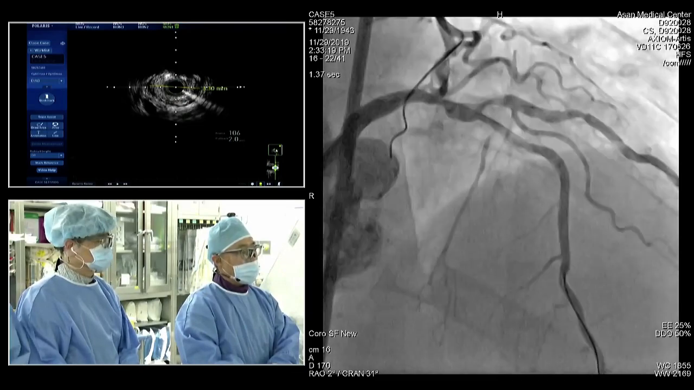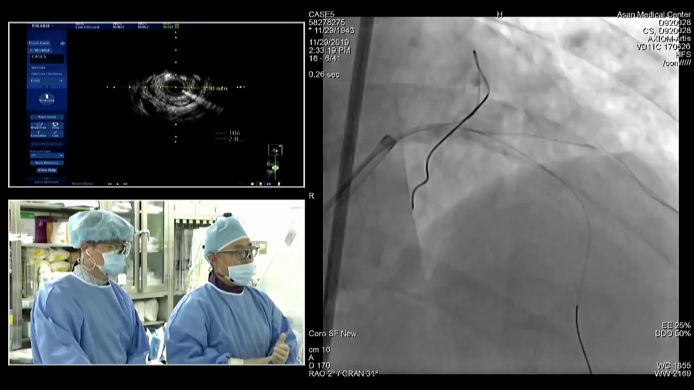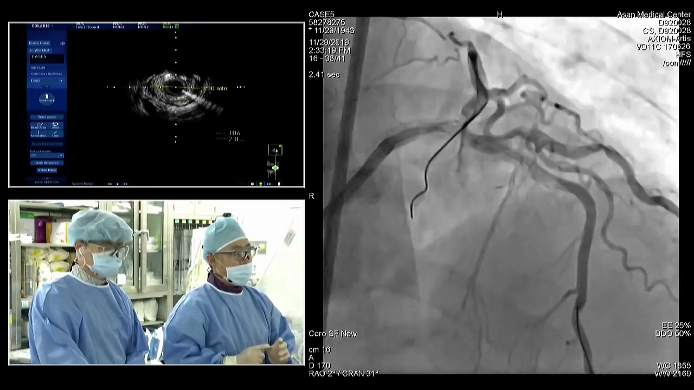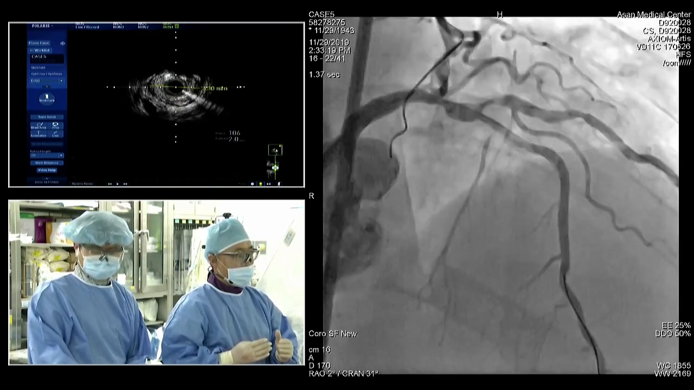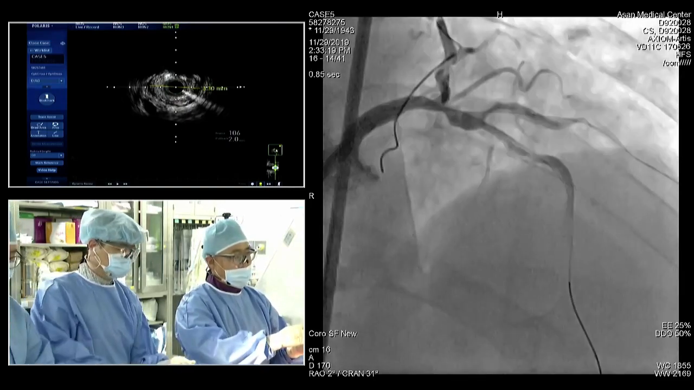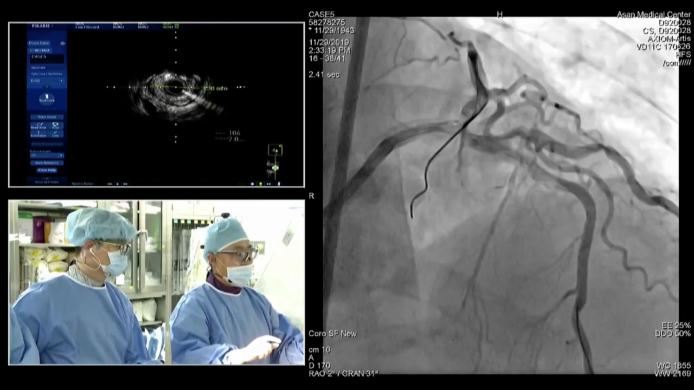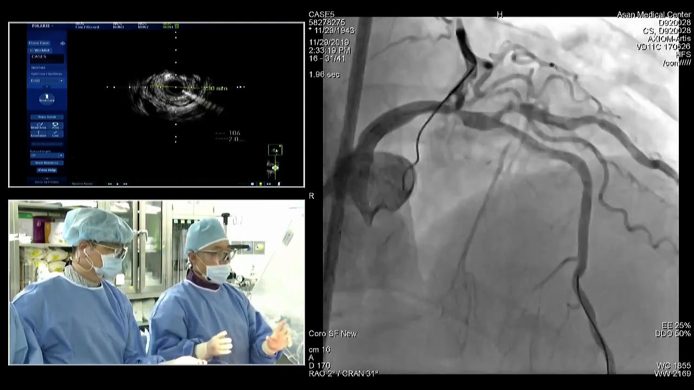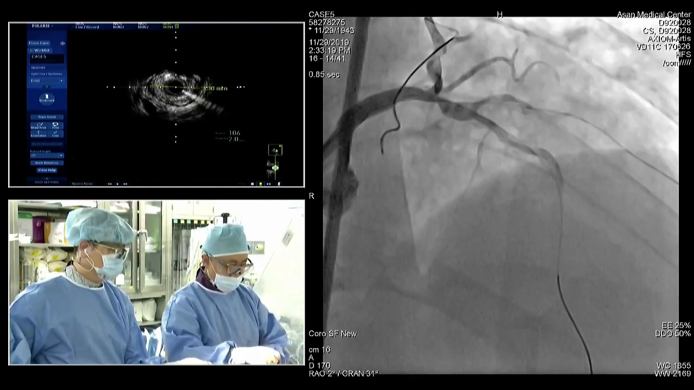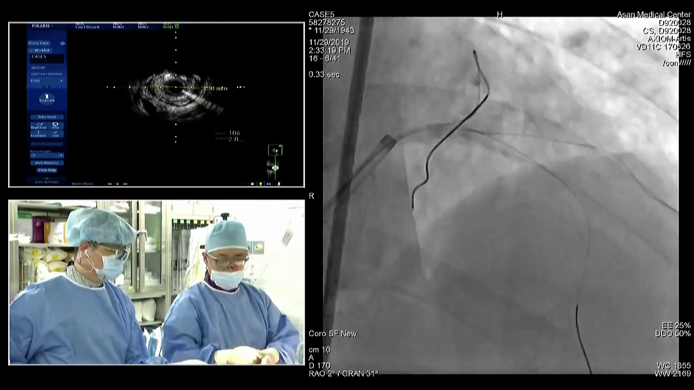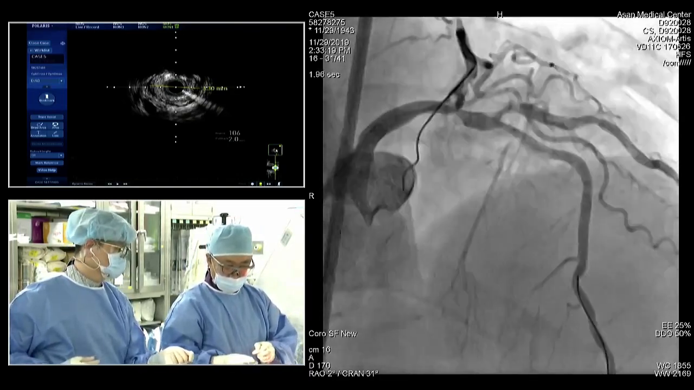I'm going to put a non-compliant balloon in the proximal LAD, and then sequentially do the crush technique. At first, I'm going to put one stent in the diagonal branch, and then high pressure crush, and then an additional stent in the circumflex branch, and high pressure crush, and then finally put one stent to cover the proximal LAD to the distal left main part. And then finally do kissing balloon dilation. That is my strategy. Okay, this is an LAD 3.5 balloon.